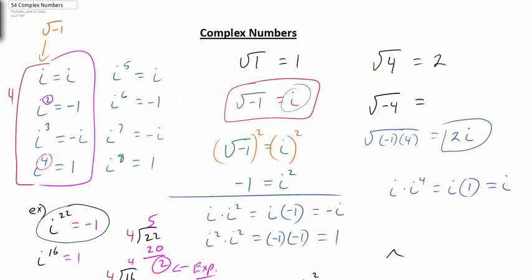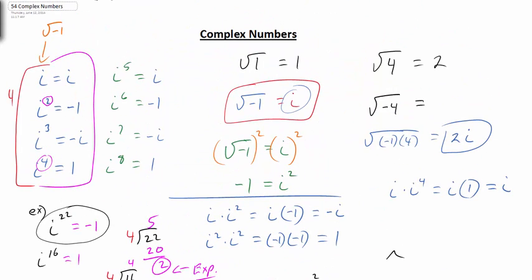So as a review from this video, make sure that you understand up here i equals i, i squared equals negative 1, i cubed is negative i, and i to the fourth is equal to 1. So anytime you're simplifying an expression and you have something greater than i, you want to make sure that you reduce it to either negative 1, negative i, or a positive 1.